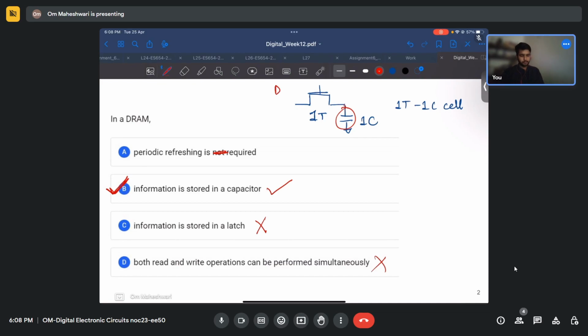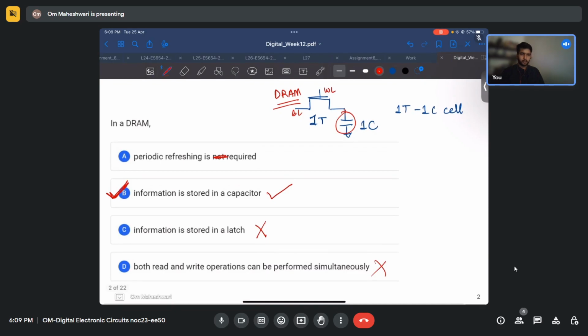This is DRAM. Okay. Are there any doubts in this question? Okay, let us move on to the next one.